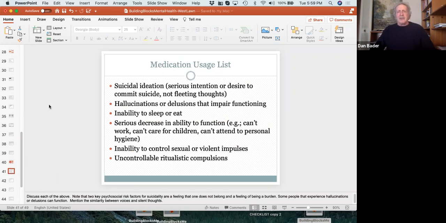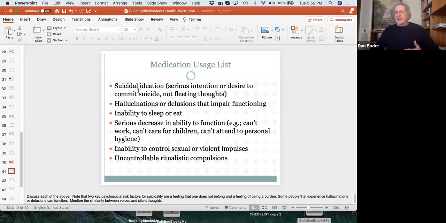So here is a medication usage list. These are some things that you should take medication for, at least temporarily. Suicidal ideation. And I say serious intention or desire to commit suicide, not fleeting thoughts. Many people have fleeting thoughts of suicide or homicide. That can't be characterized as a mental health problem.